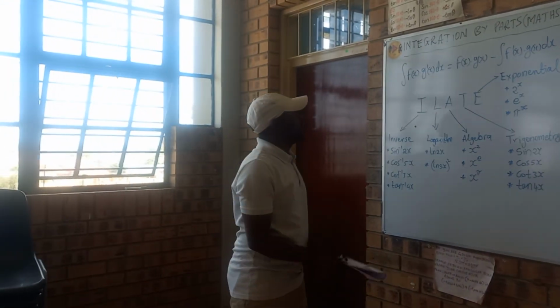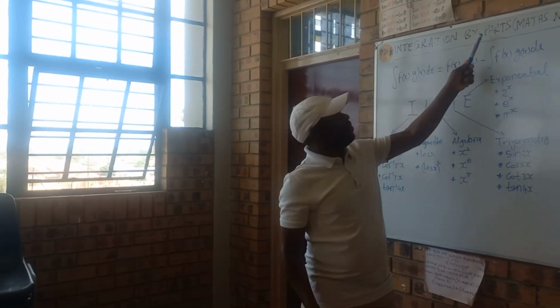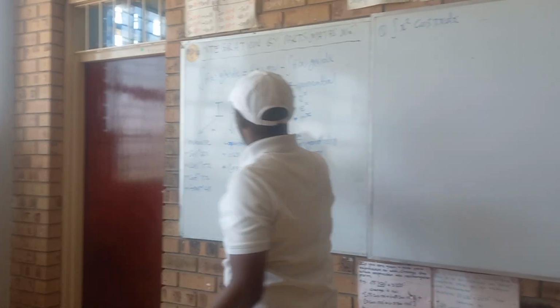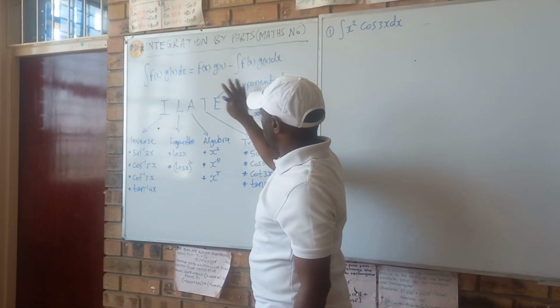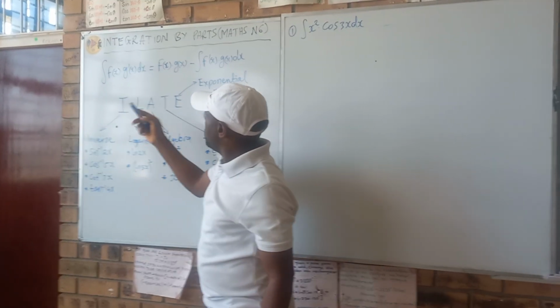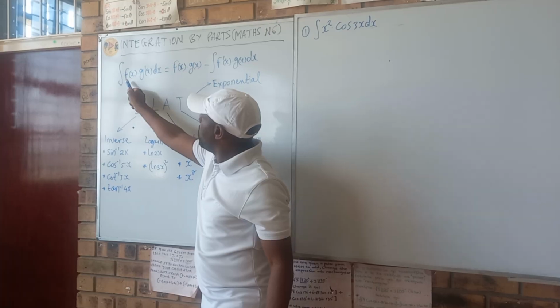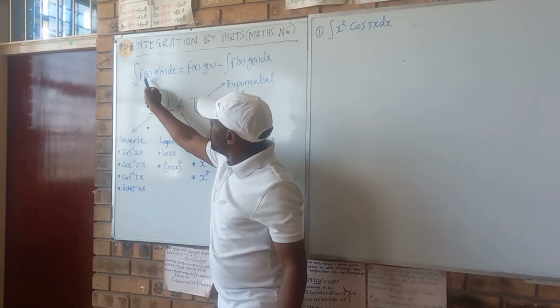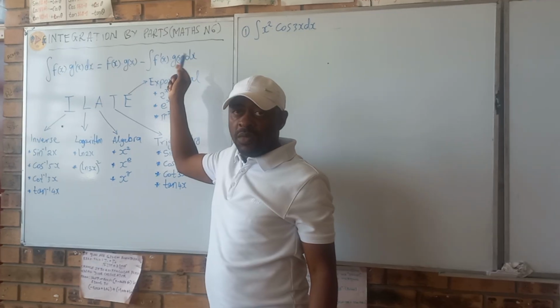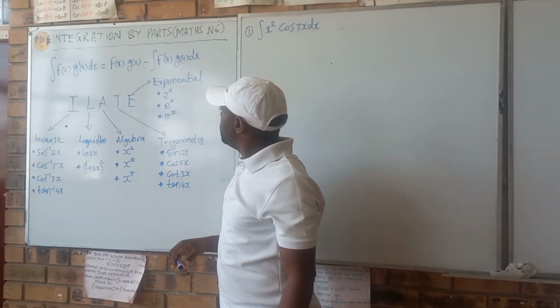Today we are looking at integration by parts for Math N6. So I started by putting on this spot everything that you need as a Math N6 student for integration by parts. You can see that integration by parts is an integral of a product. That's why the formula is written like that. This formula is found on page 4 of the Math N6 formula sheet.